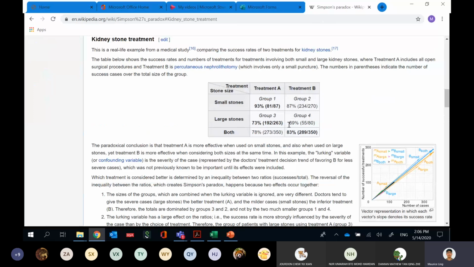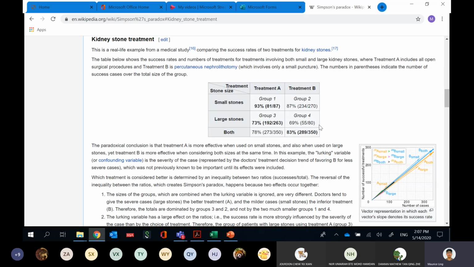It basically tells you this: we get data from treatment A and treatment B. If you look at it, treatment A seems to be better for both large and small stones. But if you compare it in totality, treatment B seems to be better overall. So there's a paradoxical argument here. Is treatment A better or treatment B better? Since you say that treatment A is good for small stones and large stones, but treatment B is good for both small stones and large stones, it doesn't make sense, right? That's called Simpson's Paradox.